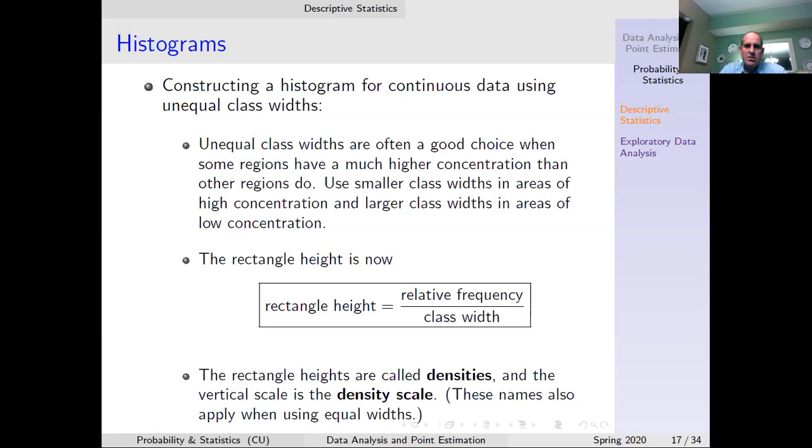Rectangle height is now relative frequency divided by class width. Rectangle heights are called densities, and the vertical scale is the density scale. The reason you use this weird rectangle height is so that the area still corresponds to probability. I'm not going to go really into this, but you always want the area that you add up under the rectangular heights to represent probability. So to make that happen, that's why you use this formula for the rectangle height, relative frequency divided by class width.